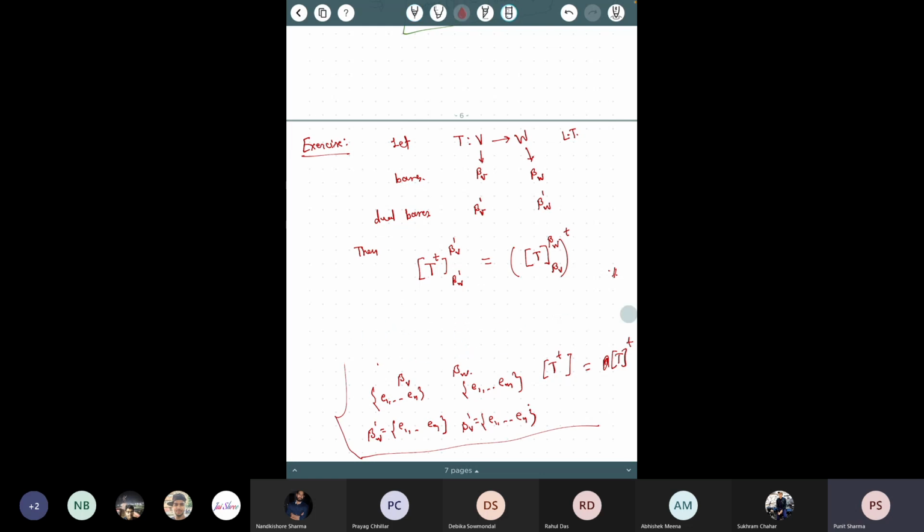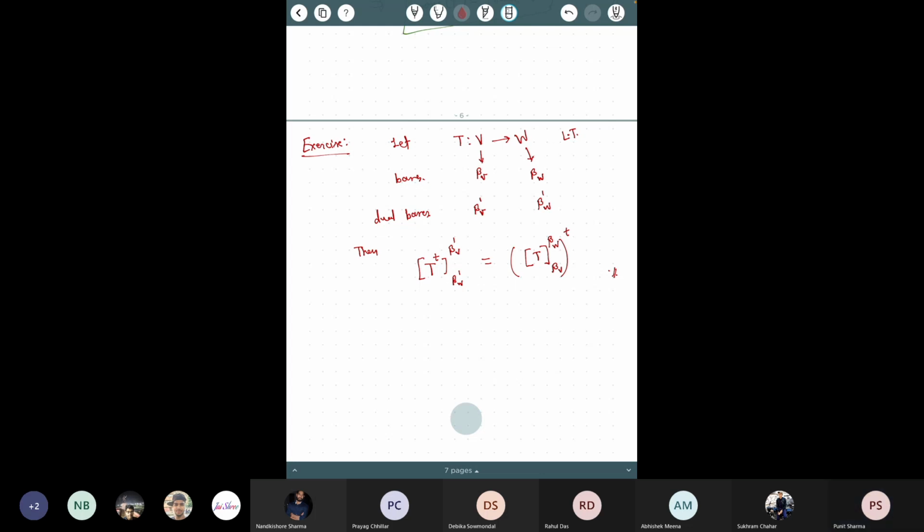Anyway, this you can verify. You can also verify that this is true only if you take the dual basis of the given basis. If you just take an arbitrary basis for W dash and V dash, then this result need not be true. Okay, so let us take an application of this result.